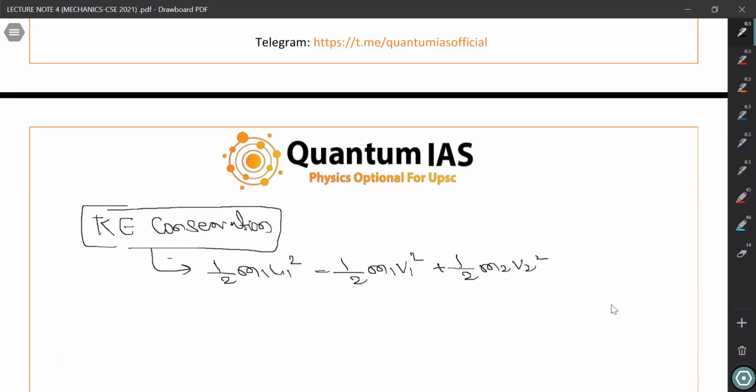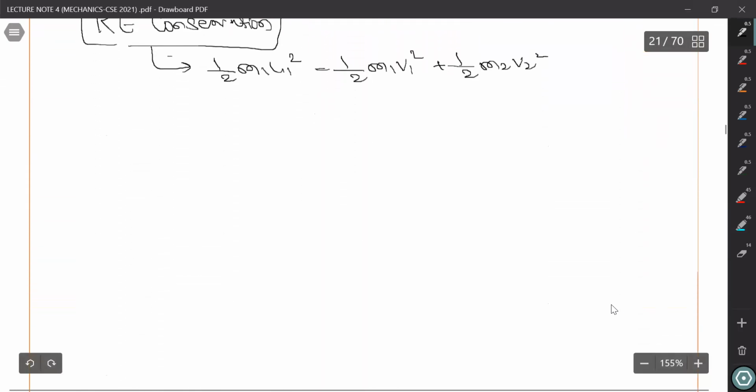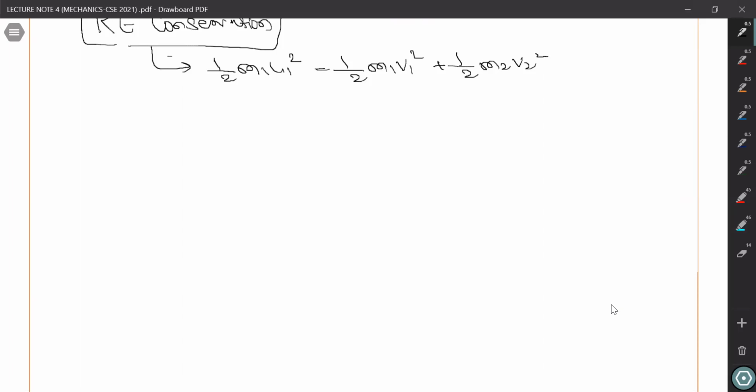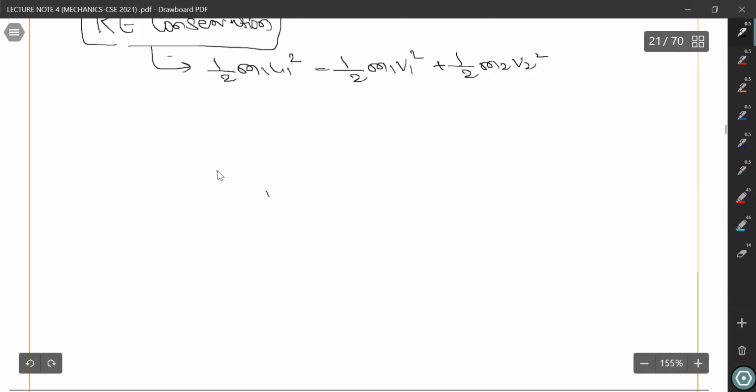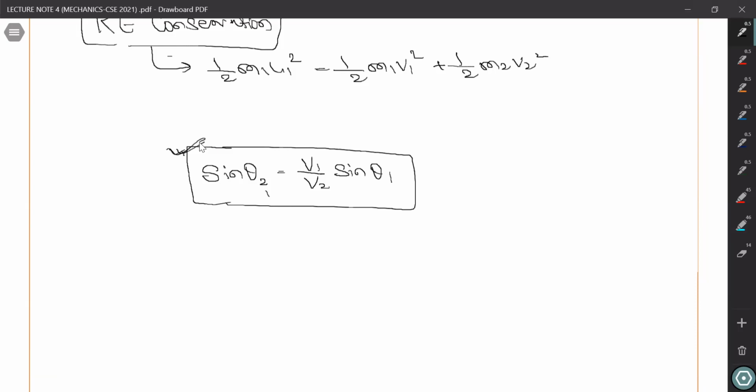If we try to solve these questions, it will be very tedious to solve this equation, finding out theta 1 and theta 2. So we will use the center of mass frame of reference for this. But one thing we can be sure about is that sin theta 2 equals v1 by v2 into sin theta 1. So if we know one angle, any of the recoil or scattered angles, we can find the other one.